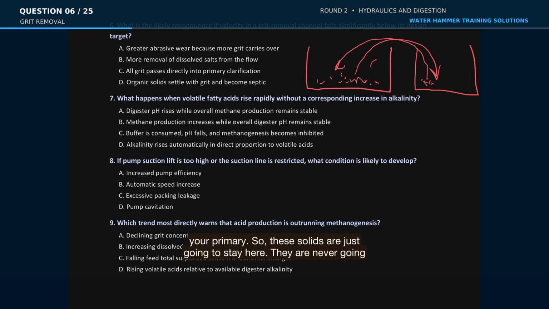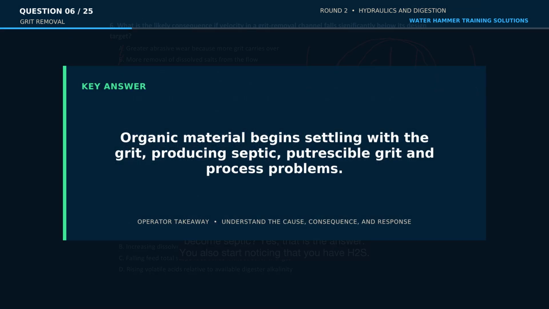So these solids are just going to stay here. They're never going to make it to your primaries. So greater abrasive wear during because more grit carries? No. More removal of dissolved salts from the flow? No. All grit passes directly into primary clarification? No. Or is it D, organic solids settle with grit and become septic? Yes, that is the answer.